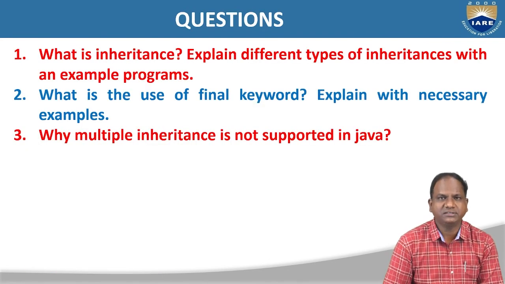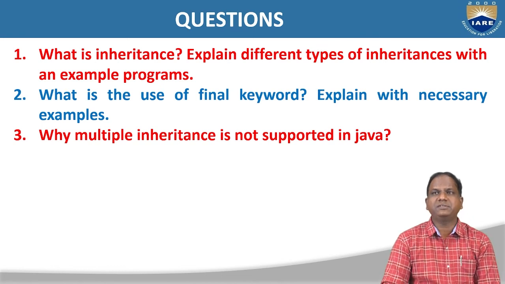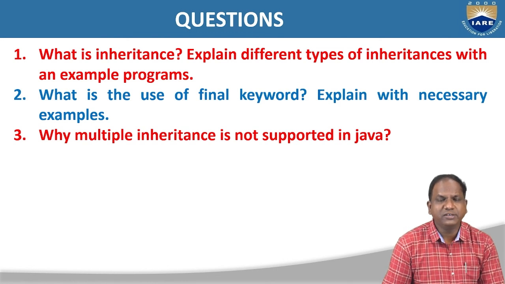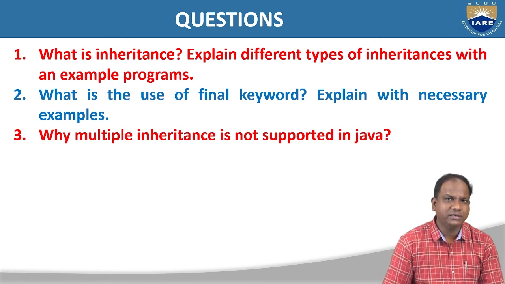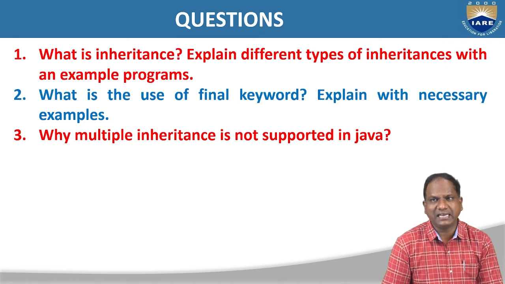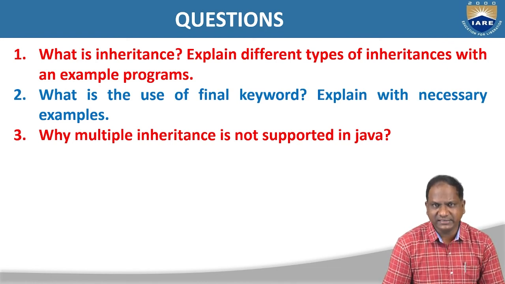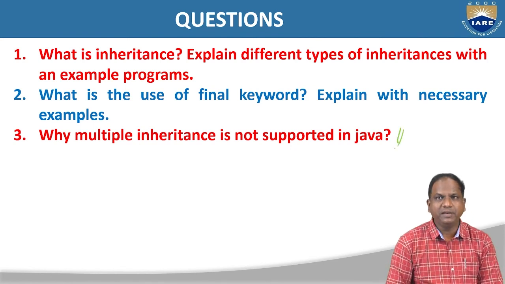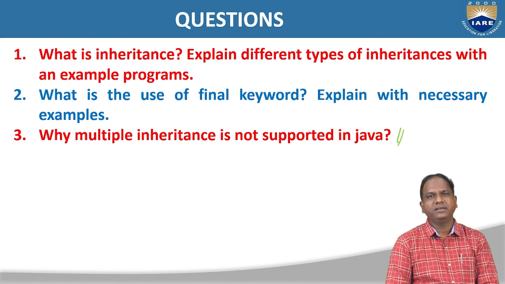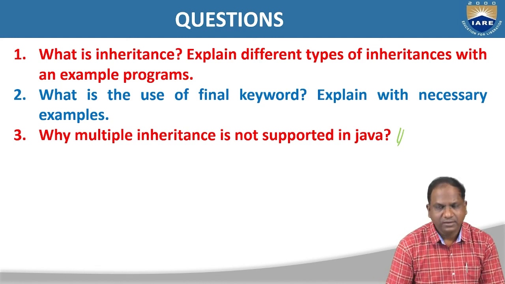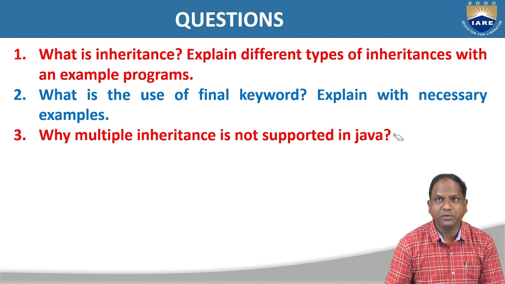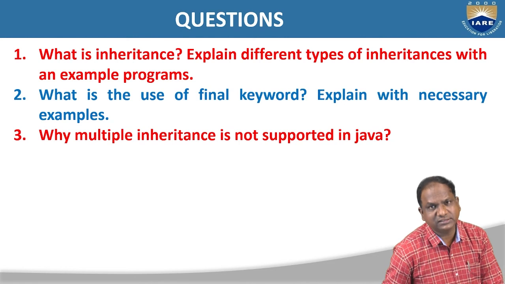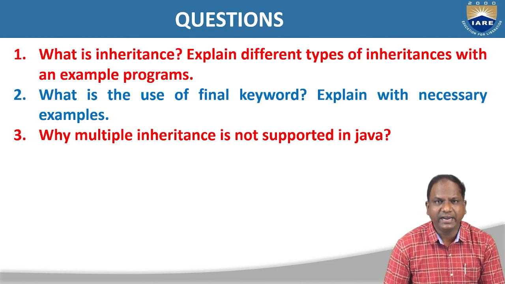So the final questions: what is inheritance? What are the different types of inheritance, with an example program? We have five types. What is the use of the final keyword, and where will you use it at variable level, method level as well as class level, explained with examples? And the important question is why multiple inheritance is not supported in Java. With an example, you can explain why Java does not support multiple inheritance. So this is about inheritance and about final classes and methods.